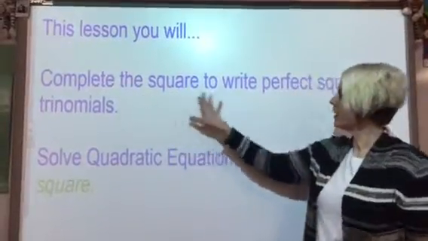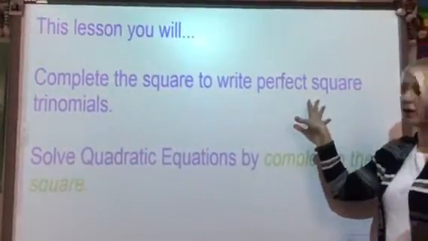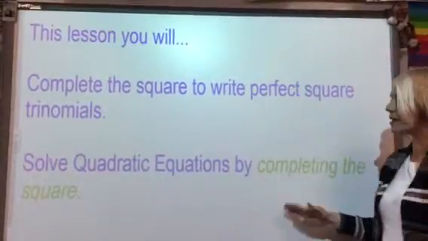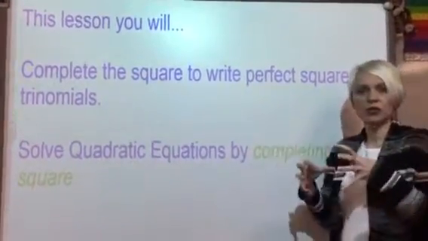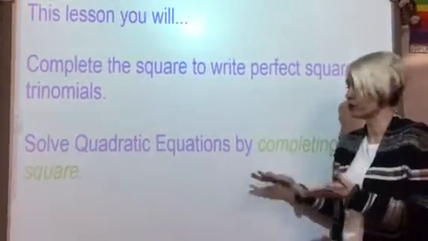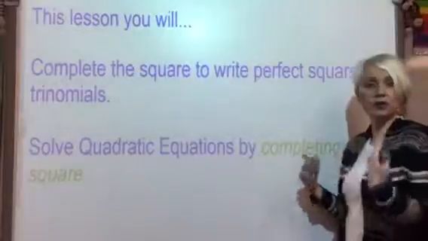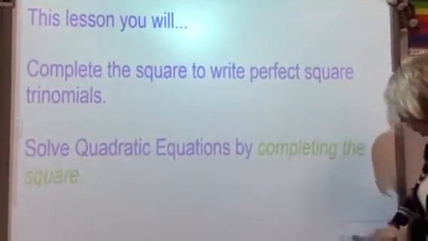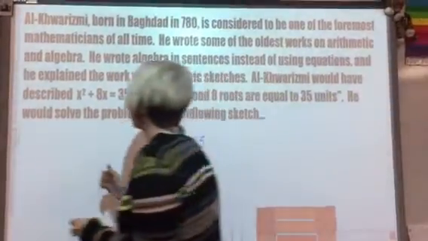In this lesson, you will complete the square to write perfect square trinomials and will solve quadratic equations by completing the square. In Chapter 9, you are going to have a lot of tools in your toolbox to find the roots or find the solutions of a parabola, of a quadratic function. And you've been working with graphing the last two lessons. So this is a new tool. It's called completing the square. Here's where it came from.